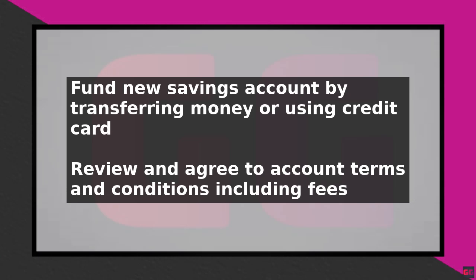After you have reviewed and agreed to the terms, your new savings account will be opened and you will receive an account number and routing number. You can use this information to set up direct deposit, automatic transfers, and other account services.